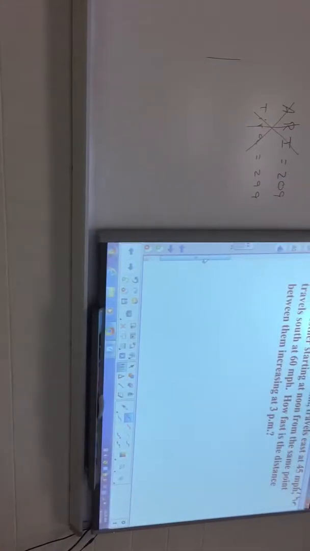...the same point travels south at 60 miles per hour. How fast is the distance between them increasing at 3?